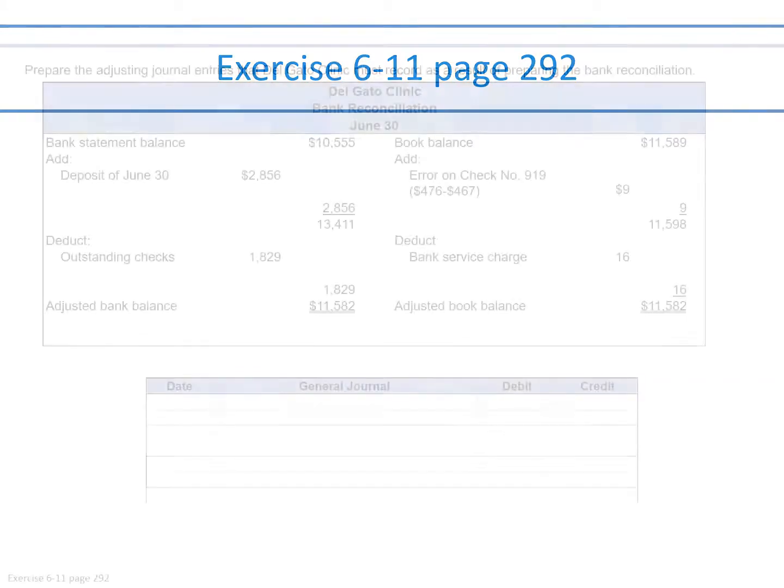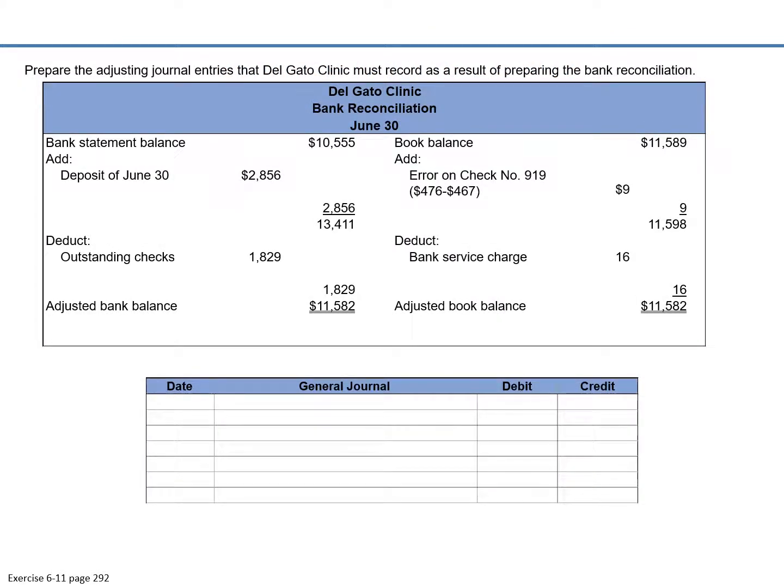Exercise 611. All right, prepare the adjusting entries that Delgado must record as a result of preparing the bank reconciliation. So first, the utility expense error. We need to increase our cash by 9 and reduce our utility expense. We do that with a debit to cash and a credit to utility expense. On June 30th, we need to record our bank service charges. In this case, they're using miscellaneous expense, debit, and reduce our cash.